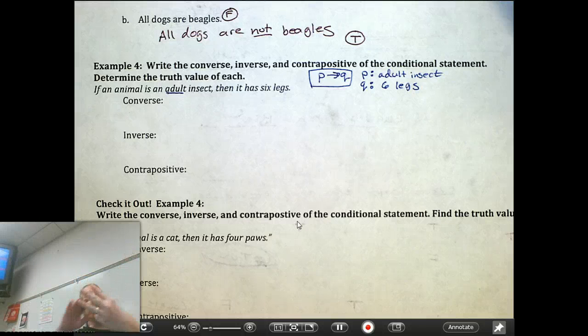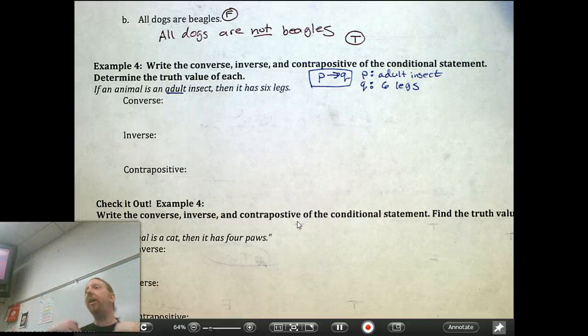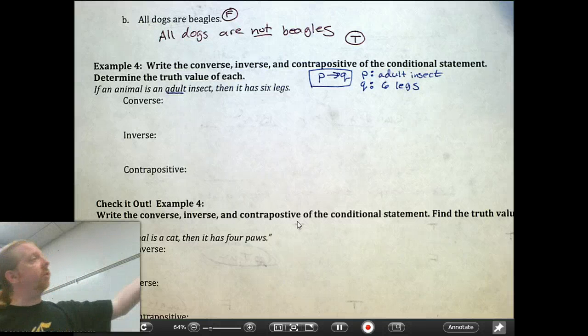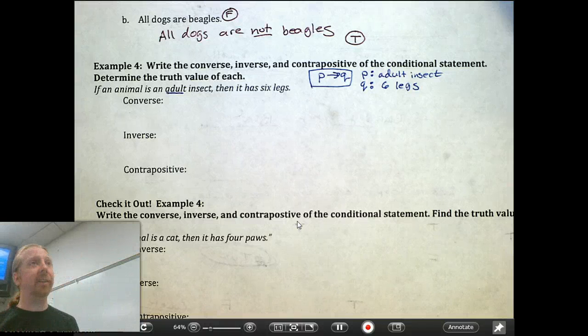There are 3 different conditional statements I can write based on that. They all get different names. Sometimes they are true, sometimes they're false. Our first objective is, if I give you an if-then, like this one, or if I'm the president, then we're going to have donuts, can you write the converse, inverse, and contrapositive?